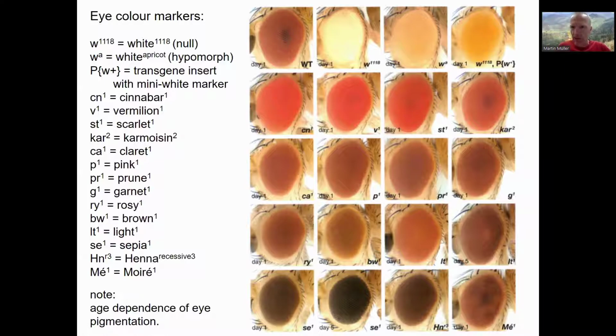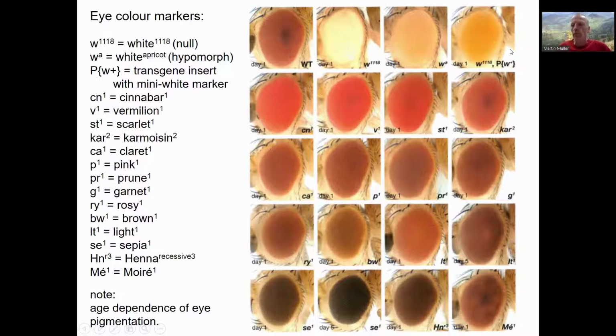There is another white allele called white apricot. Next to it here, white apricot. That is a hypomorphic allele of white. Presumably, initially, the person who isolated it called it apricot, and then later realized that it is an allele of white, and it became white apricot. So you can see the difference between this hypomorphic white allele and the wild type white allele. The eye pigmentation differs dramatically.